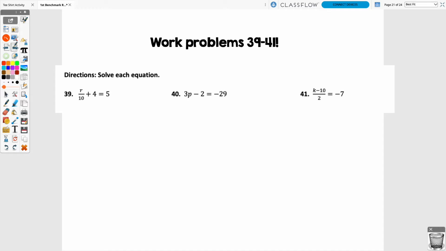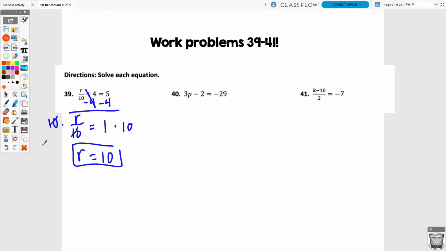On 39. Landry, what would my first step be for solving that equation? Figure out what R is. Okay, that's the goal, but what's my first step to do that? Which number do I need to get rid of first? Okay, this is our steps that we've been doing since the beginning of October. So, do I get rid of my 10 or my 4? The 4, because that's my constant, the number by itself. Since it's being added, what inverse operation do I need to do? Yeah, subtract 4. So, I'm going to subtract 4 from both sides. Those would cancel out. I'm going to bring down my r over 10. 5 minus 4 would give me 1. Okay, and then Landry, how do I get rid of that 10 that's in the denominator? Times it by 10. Absolutely. So I'm going to multiply by 10. Those would cancel out, and then r should equal 10.